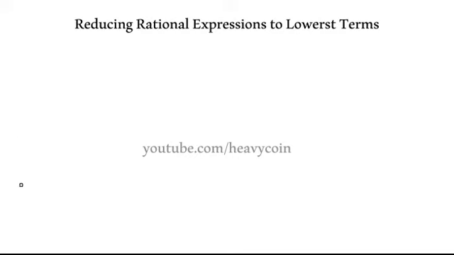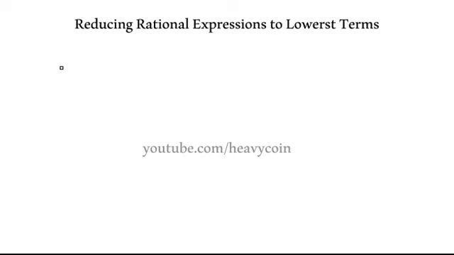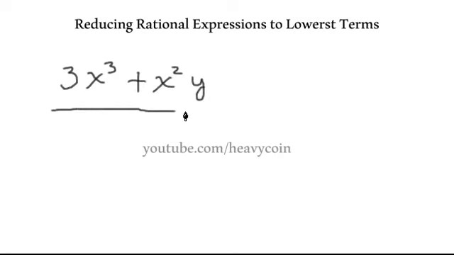So let's work another one here. Let's see. We have 3x cubed plus x squared y, and that's all over x squared y squared minus 2x y cubed.